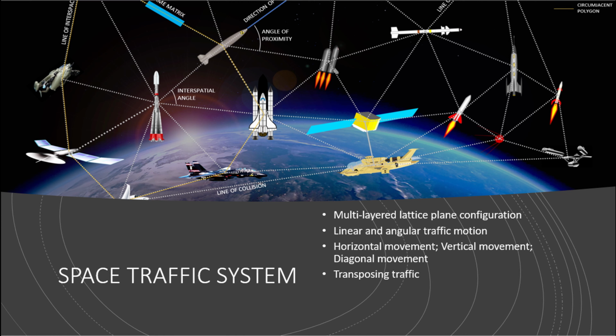Next is the linear and angular traffic motion. So linear as well as angular motion would be expected from the traffic, and there would be horizontal movement, vertical movement, as well as diagonal movement. This feature is similar to the air traffic system. And the last one is transposing traffic, which it would be for an observer.